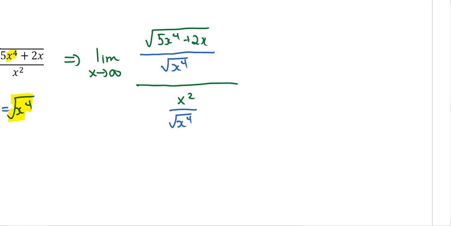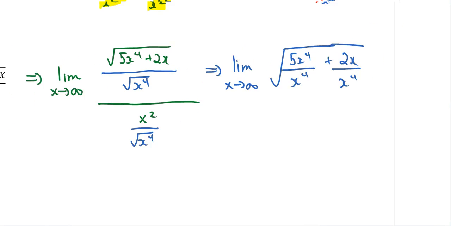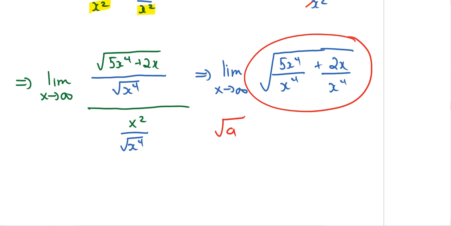From here, you have to simplify this problem. Moving on, this is the same thing as the limit as x goes to infinity. The numerator is going to be 5x to the 4 divided by x to the 4 plus 2x divided by x to the power 4. In order to get this expression, I'm simply using this radical property: root a divided by root b is the same thing as root of a over b. If I use that property, that's how I can simplify the numerator.